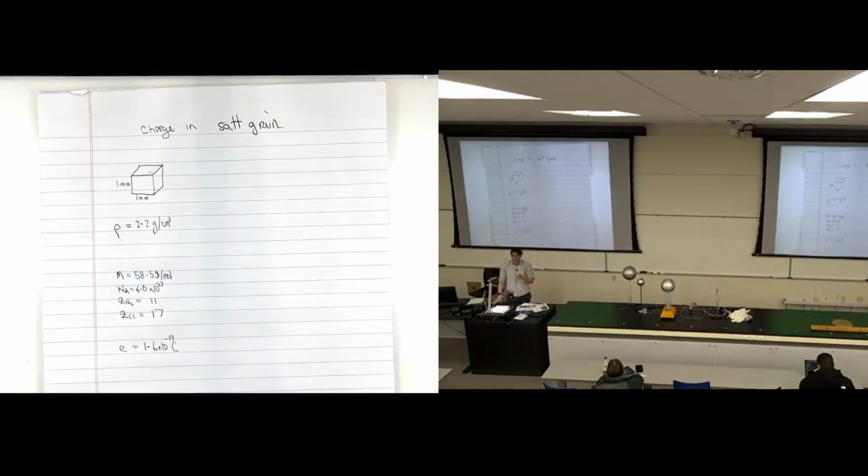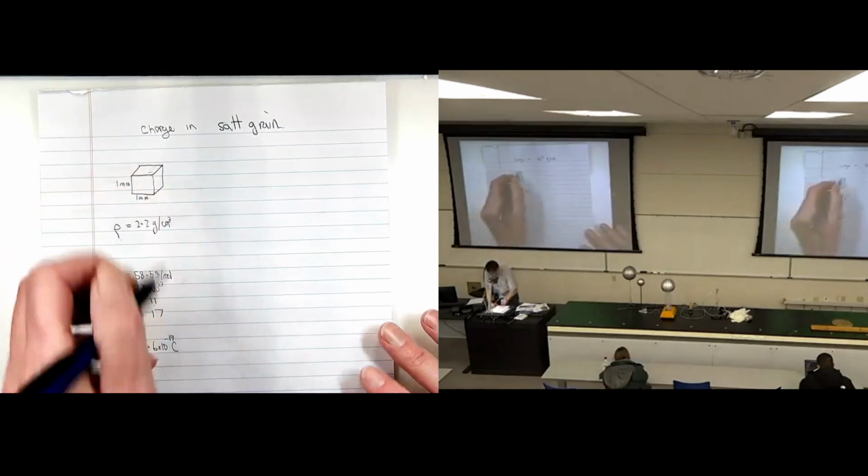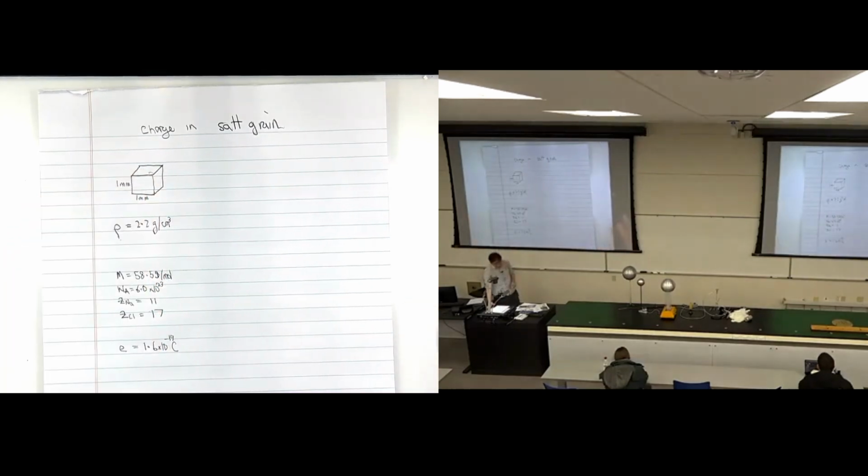When I say how much charge is in the grain of salt, we're going to figure out how much charge is owned by all the electrons in the grain of salt. So that's what I'm going to do here. The amount of charge that's owned by the electrons in the grain of salt, that's negative charge. The amount of charge that's owned by the protons in the grain of salt is an equal amount, but is positive charge.